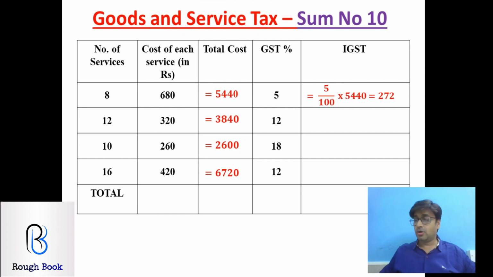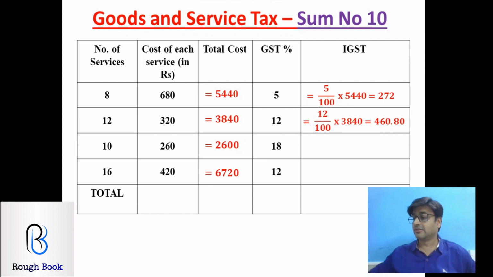3840, 12%. So 12% of 3840. Come on, get your mental math sorted. 12 8s are 96, 12 3s are 36, plus 9, 45, 460.80. Did you get the same? Great.